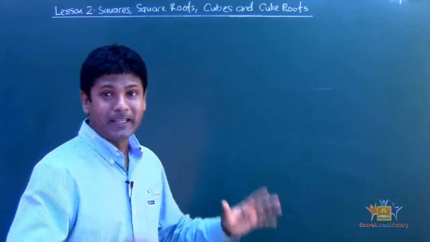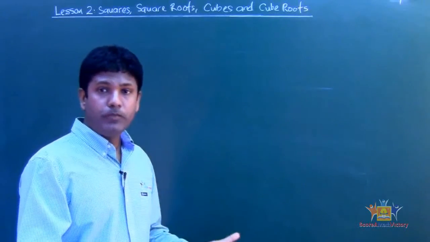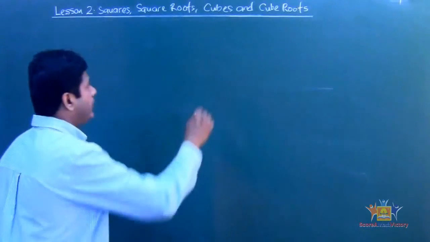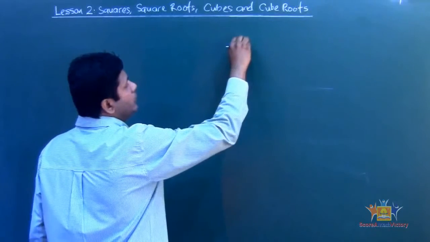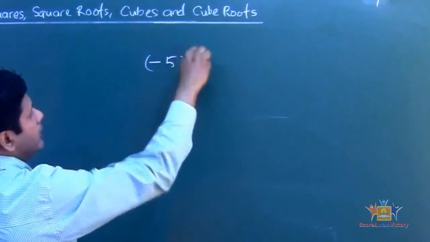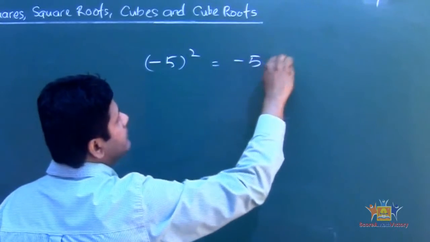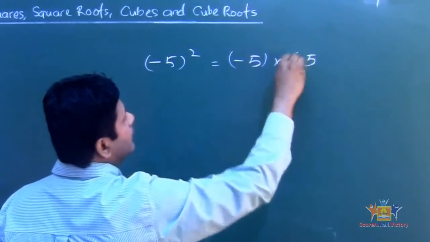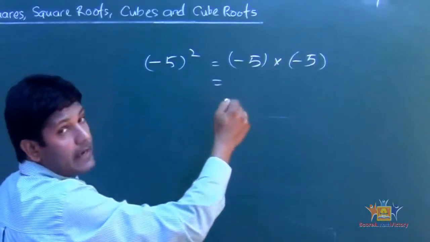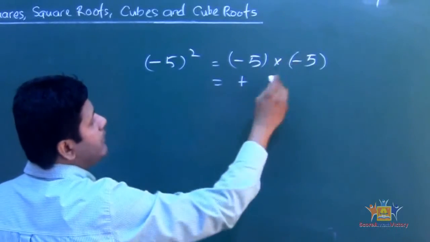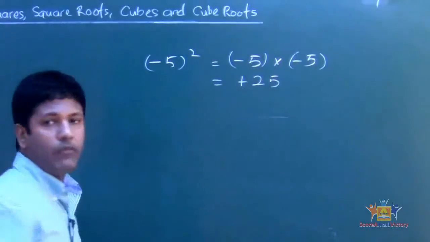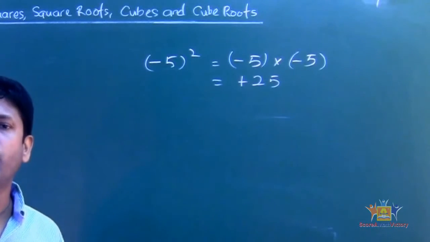Alright, my dear student, keep in mind when you're squaring a negative number, let's say negative 5 squared, you're repeating that twice. That means negative 5 times negative 5, and negative times negative gives you positive. 5 times 5 is 25. Now when you cube a negative, you will always get a negative.